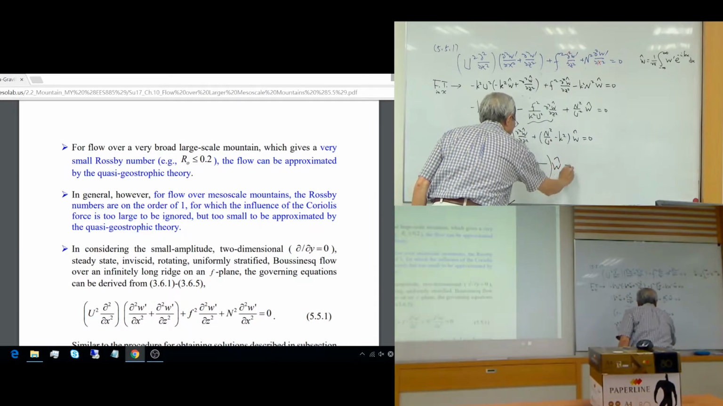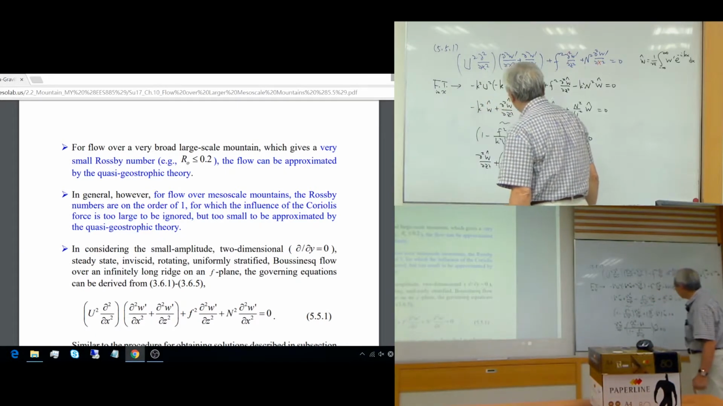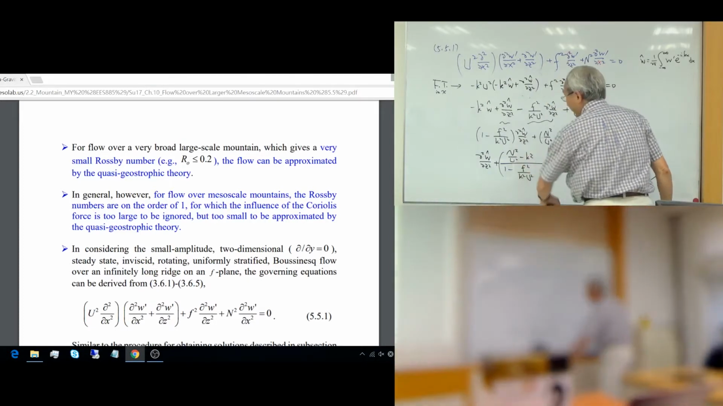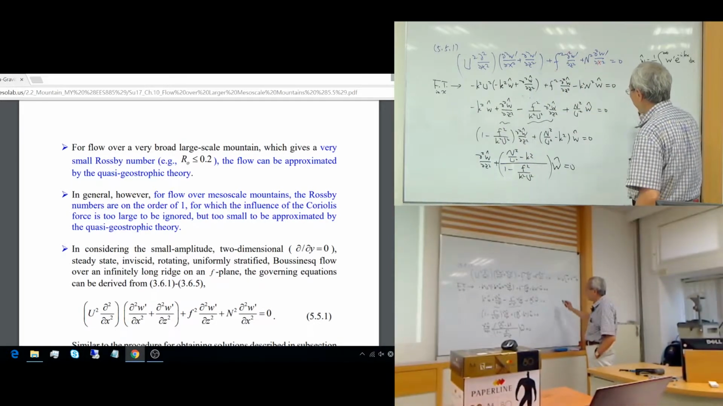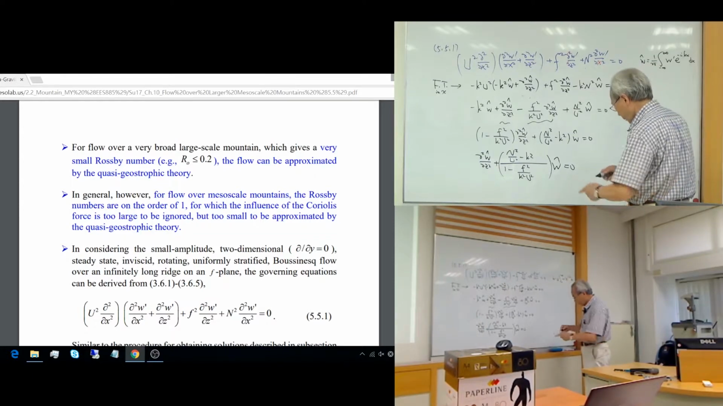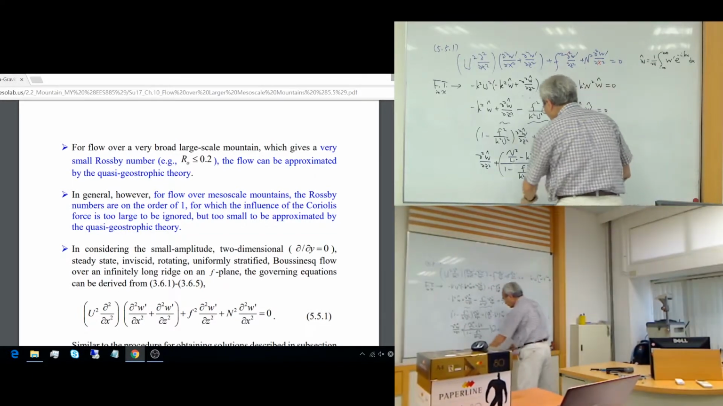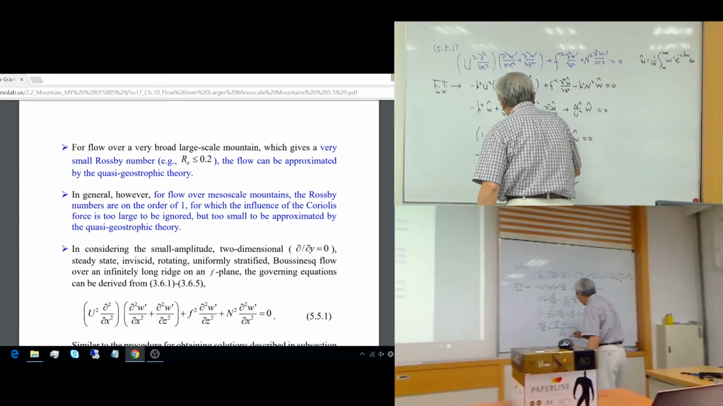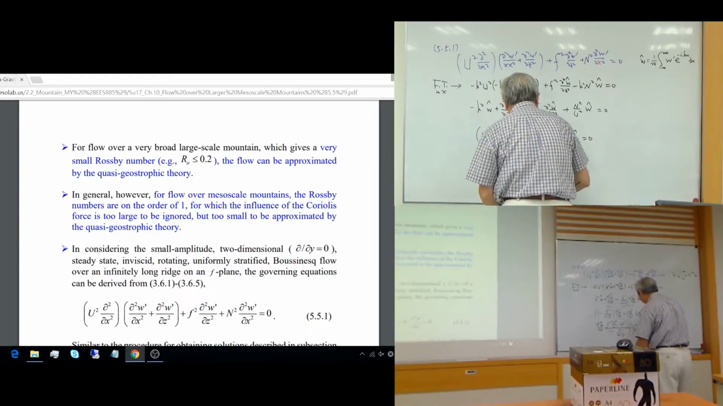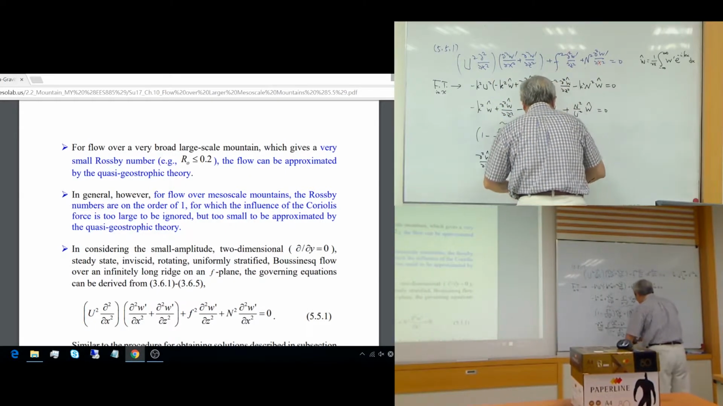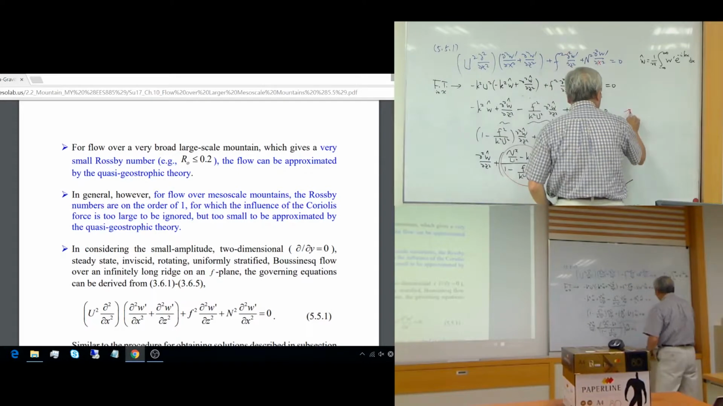Okay, so this coefficient can be simplified because the coefficient will become the following.